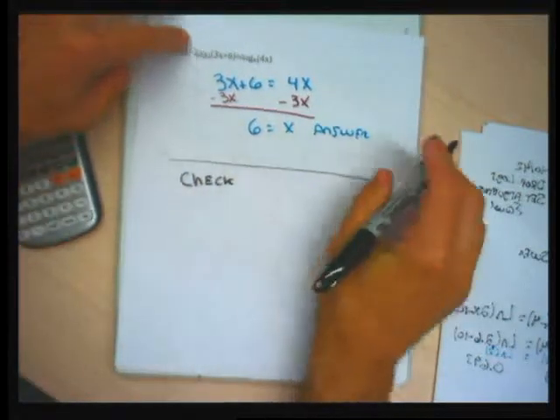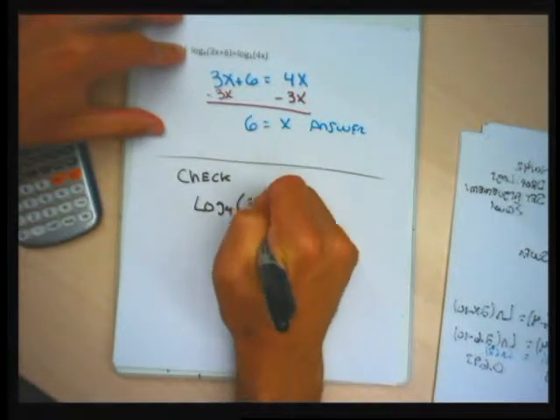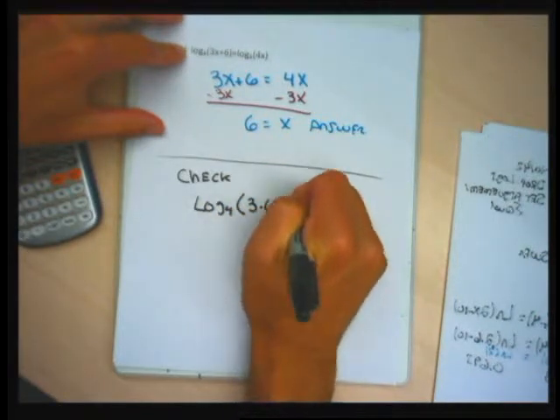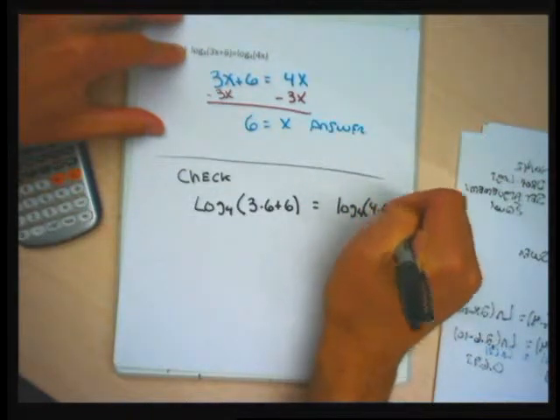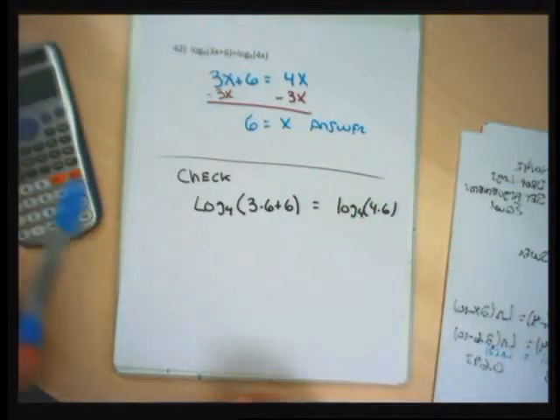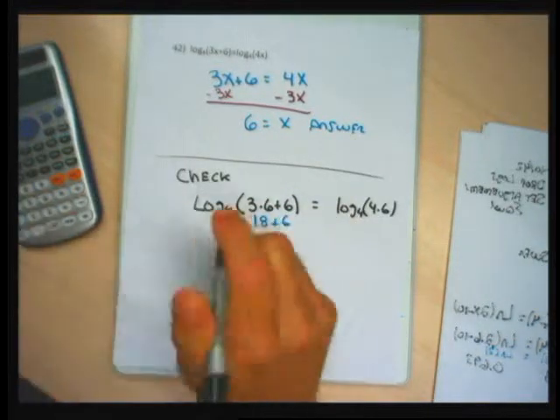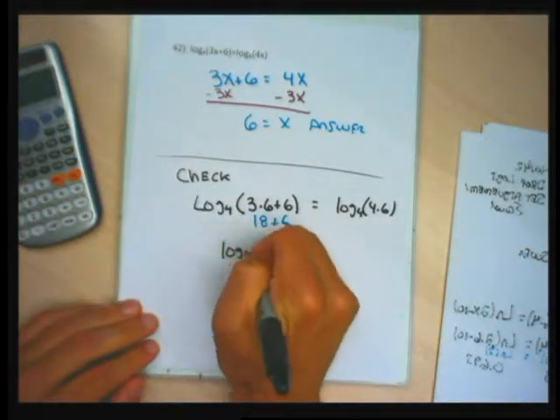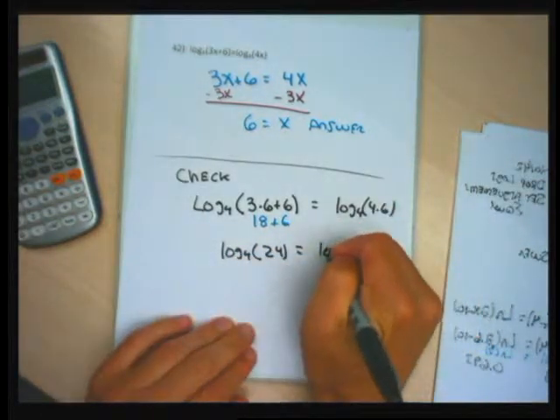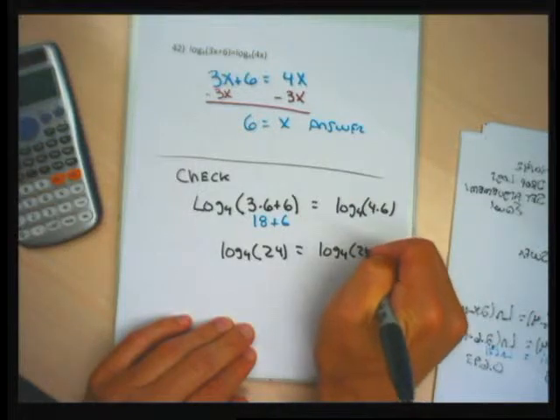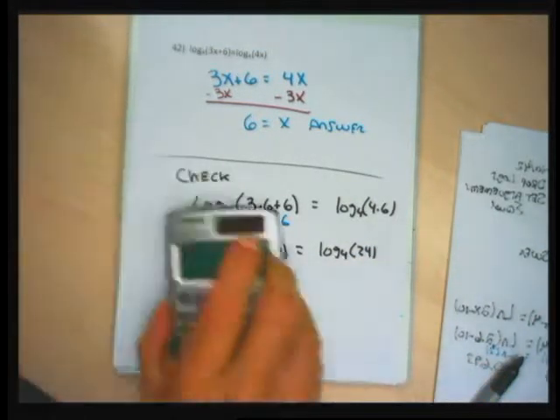I go to the original left side. I'd do the log base 4 of 3 times 6 plus 6 and see if that equals the log base 4 of 4 times 6. Without my calculator, this comes out to be 18 plus 6, which is the log base 4 of 24. And on the right side, I have 4 times 6, which is a log base 4 of 24. That's actually enough for checking. I don't have to get the ugly decimals if I don't want to.